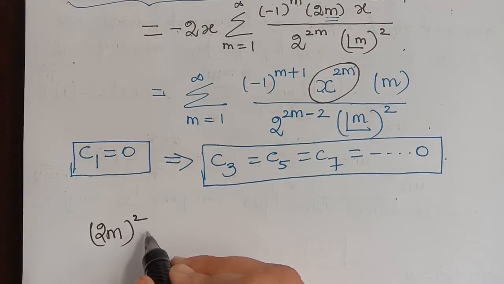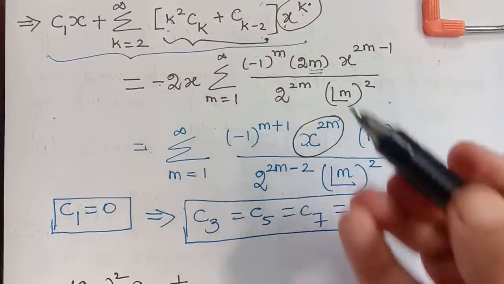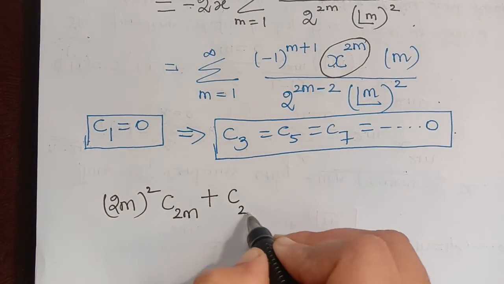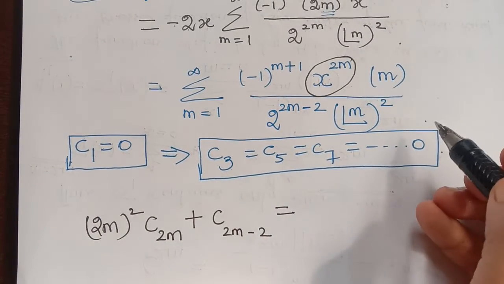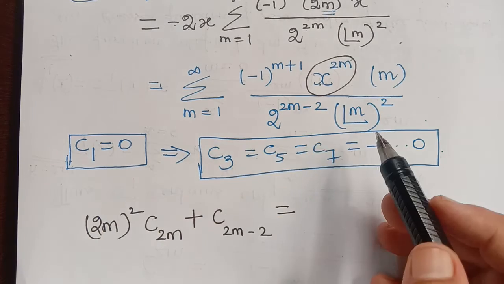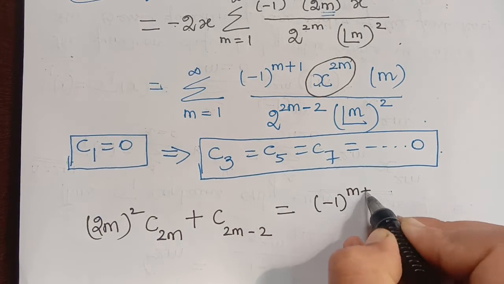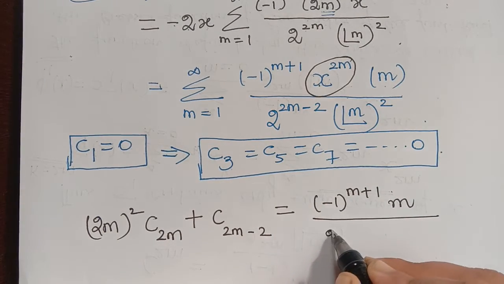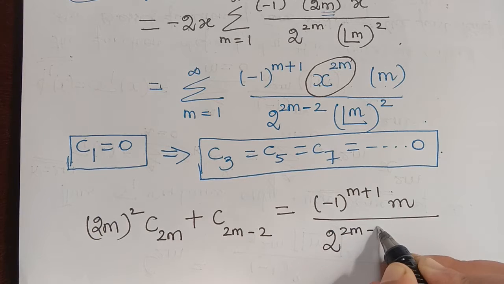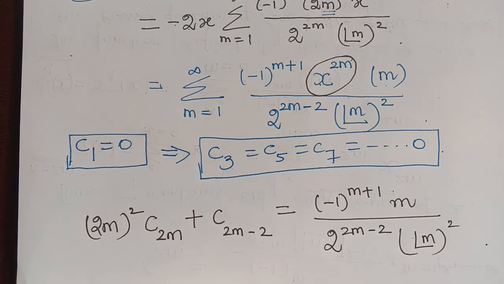Then ck. So c2m plus ck minus 2. So c2m minus 2 is equal to, on the right here we have this term. Its coefficient is (-1)^(m+1) multiplied with m divided by 2^(2m-2) (m!)^2. So we have obtained this recurrence relation.